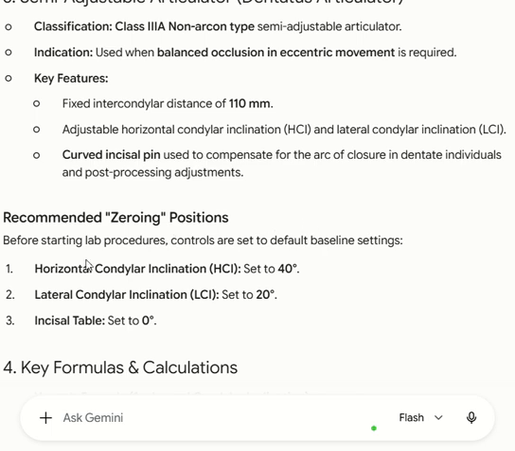Recommended: zeroing positions. Before starting lab procedures, controls are set to default baseline settings. Horizontal condylar inclination, HCI, set to 40 degrees. Lateral condylar inclination, LCI, set to 20 degrees. Incisal table set to 0 degrees.